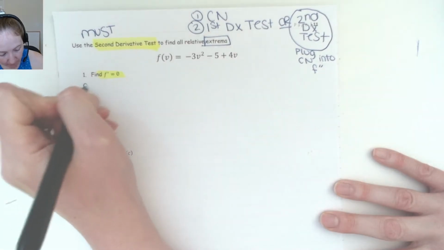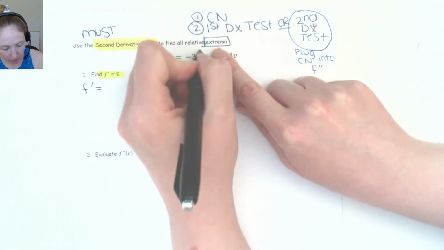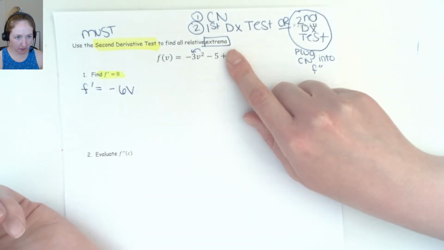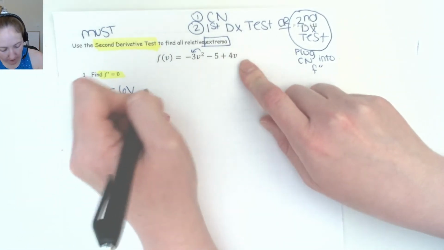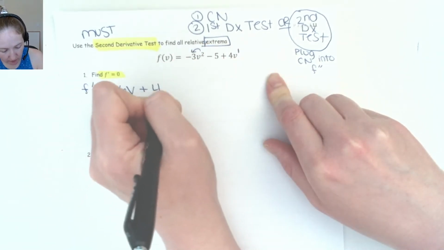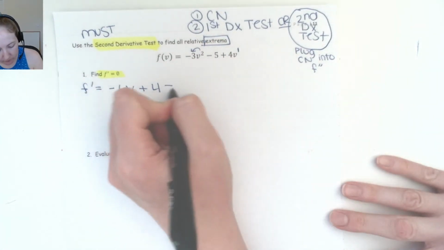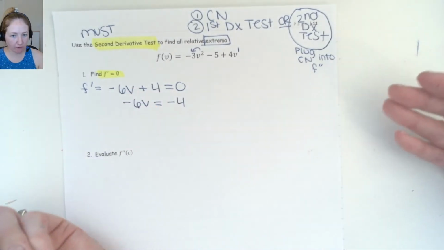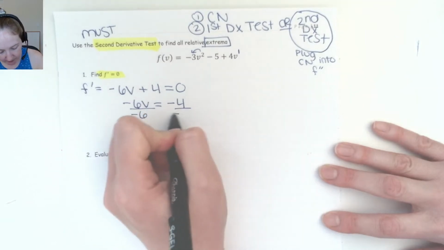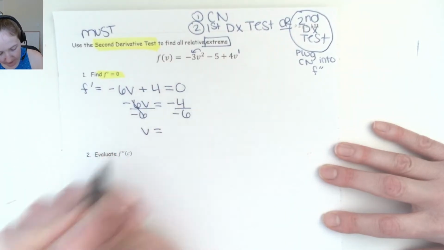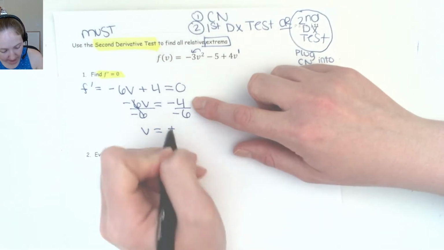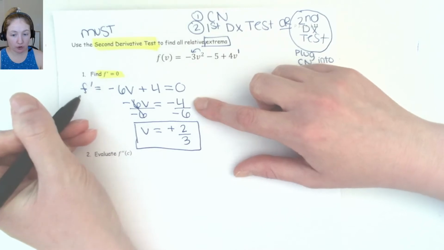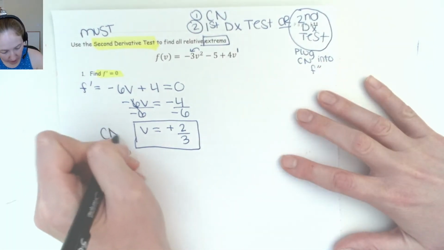So if I set my first derivative equal to 0, the first term goes to negative 6v. The second term is a standalone constant, so that goes to 0. And then the last term is a linear term, so that goes to 4. We set that equal to 0 and then solve. So subtract 4, divide by negative 6. And that gives us v is equal to positive 2/3. Now, that is the first derivative equal to 0. That is our critical number.